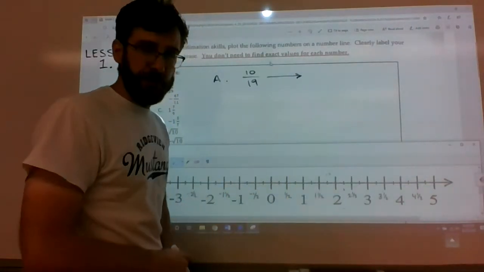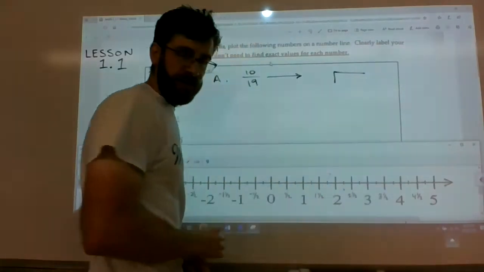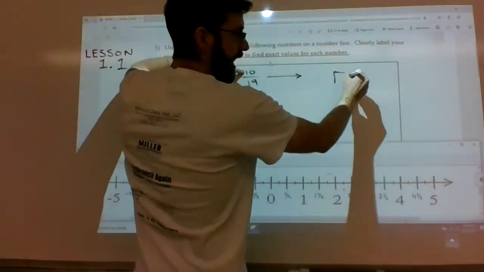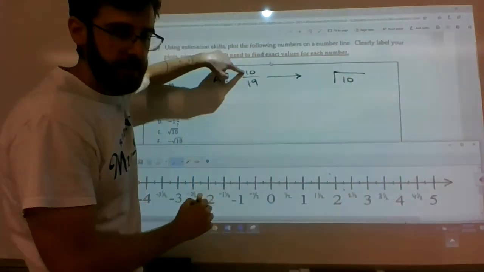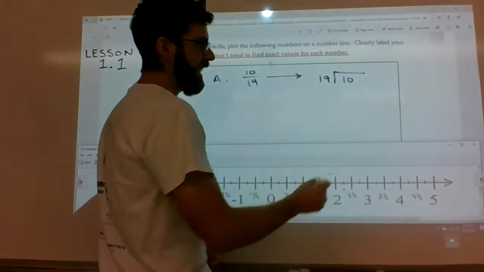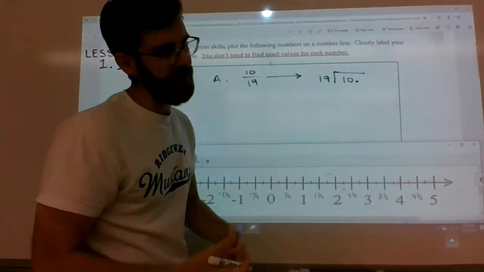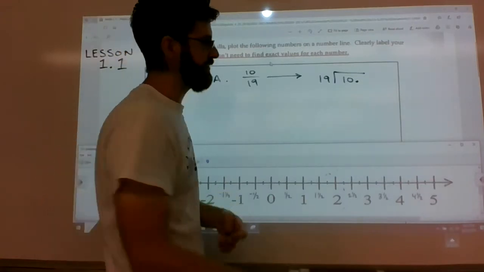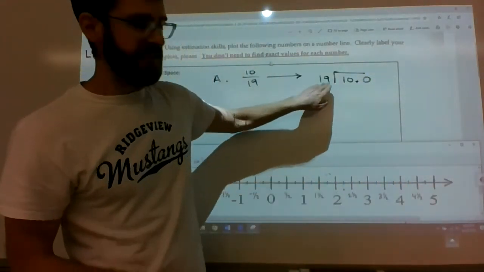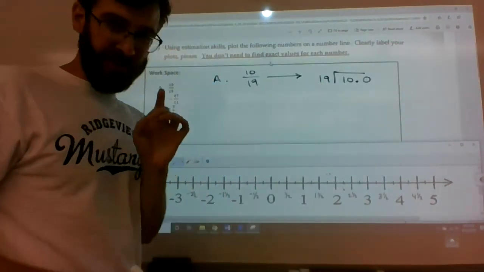The process for turning 10/19 into a decimal with long division is you always put the numerator, the top number of the fraction, inside the box. The denominator always goes on the outside. And then what we do is we basically just add a place value. We're just saying, okay, 10 is the same as 10.0. And then you just start asking yourself, all right, how many times does 19 go into 100? I actually have a shortcut, though.